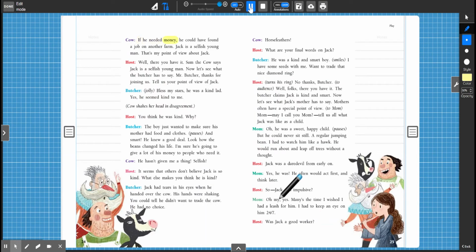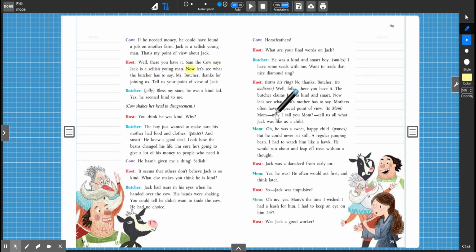If he needed money, he could have found a job on another farm. Jack is a selfish young man. That's my point of view about Jack. Well, there you have it. Sam the cow says Jack is a selfish young man.